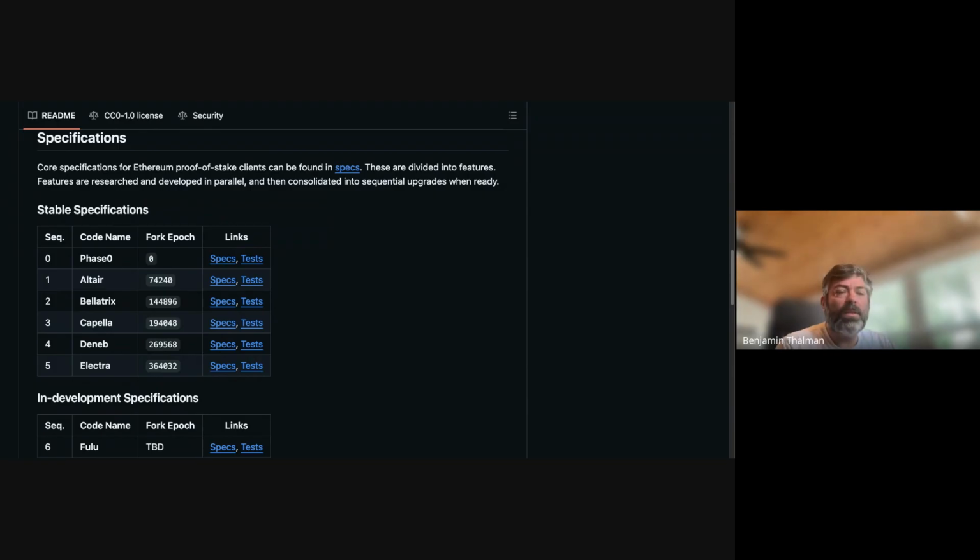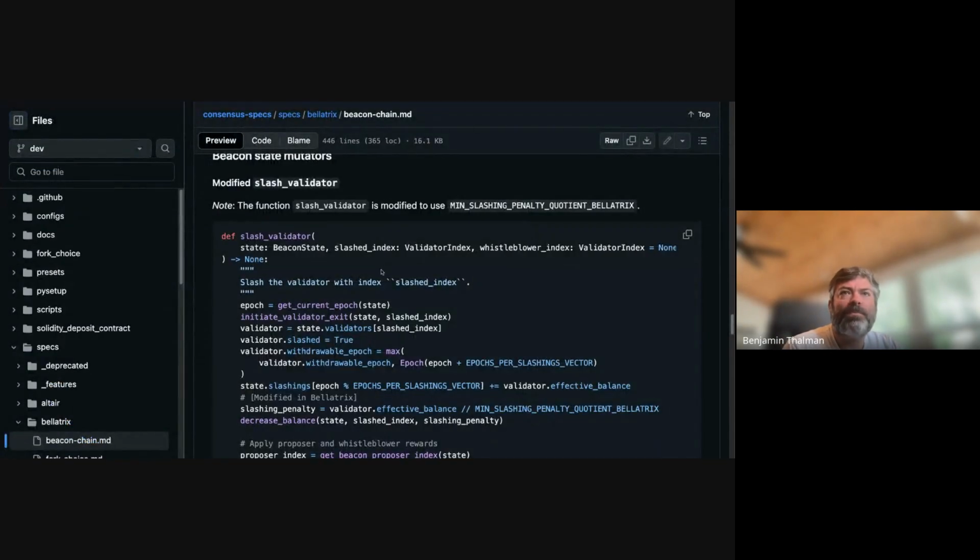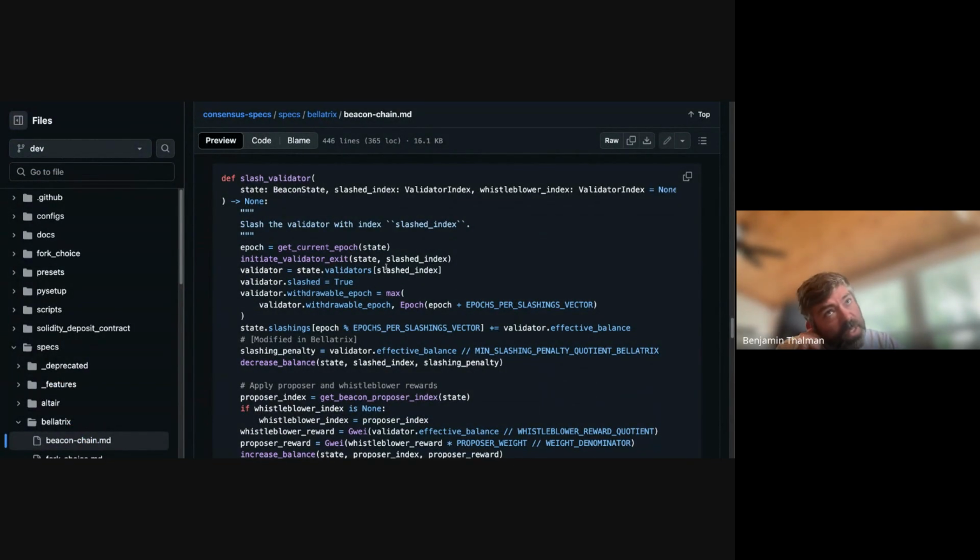So first, let's look at Bellatrix. And you can see the initial slash. So slash validator is a function for the initial slash.